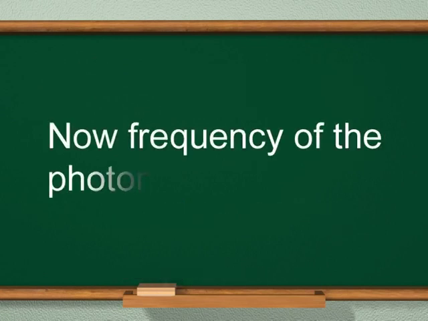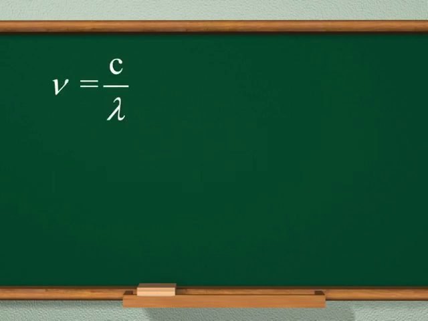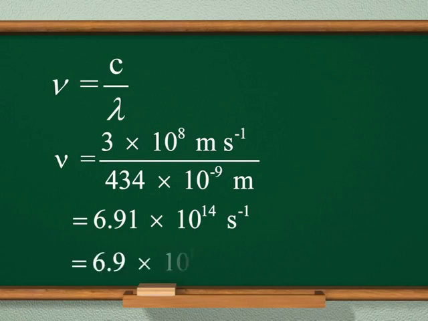Now, frequency of the photon is given by nu. Nu is equal to c upon lambda. Nu is equal to 3 multiplied by 10 raised to the power 8 meter per second upon 434 into 10 raised to the power minus 9 meter, which is equal to 6.91 multiplied by 10 raised to the power 14 per second. Its value comes out to be 6.9 into 10 raised to the power 14 Hertz.